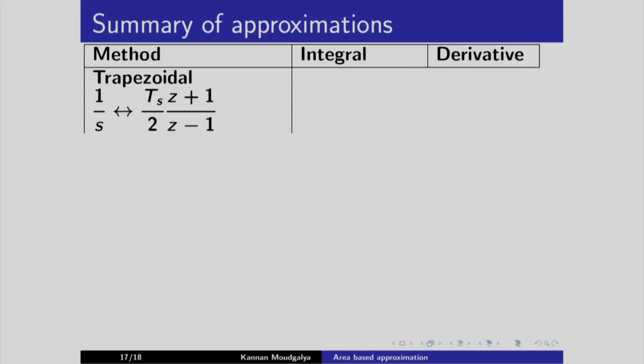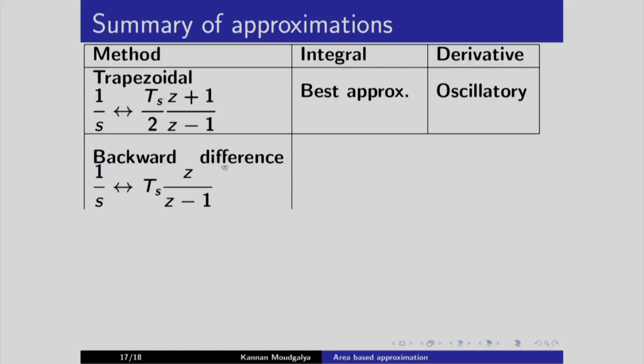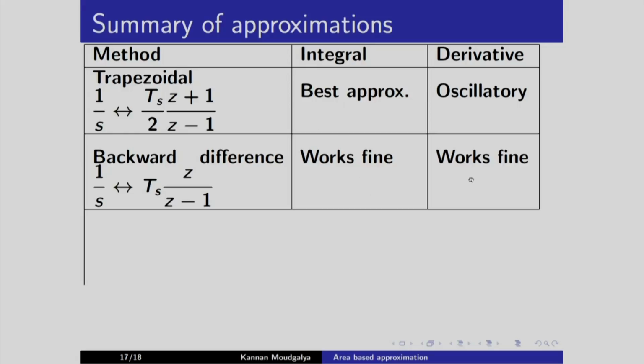So let us summarize the area based approximations. We have trapezoidal approximation given by this. For integral this is the best approximation. For derivative we got oscillatory response, so we did not like this. Then we considered backward difference, 1 over s given by this expression. This works fine, we have no problem as far as integral is concerned. Derivative it works fine, we will have z minus 1 by z as the reciprocal.